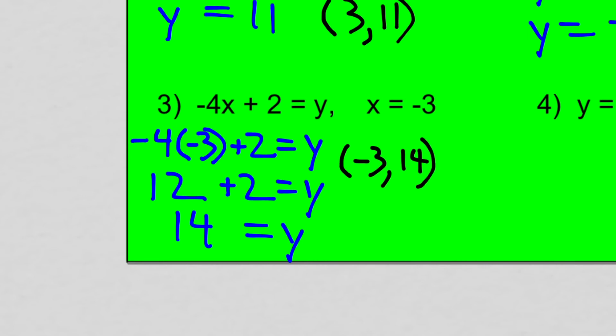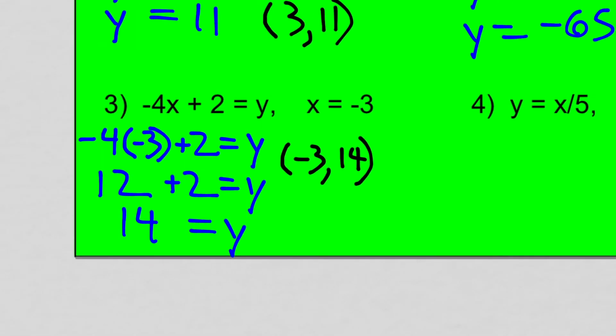And we could discover numerous ordered pairs for this. That's what we'll do next time. Today we're just focused on finding one, but the next time we're together, we'll find many ordered pairs, and then we'll graph them. Let's do one last question.